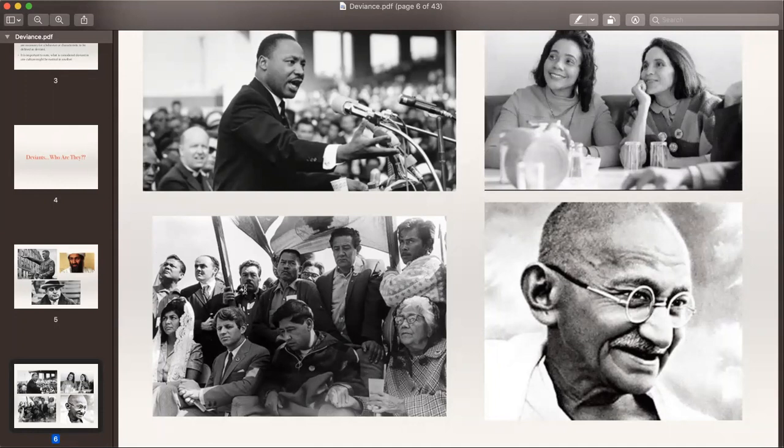But I want you to think about this. Although a majority of people today would view all these individuals on the screen as a positive form of deviance, not everyone did so. To some individuals, these people on the screen were negative forms of deviance. But they were deviants because they challenged a broken system. They were deviants because every time they were met with aggression and violence and the threat of being locked up in jail, they continued with their nonviolent movements.